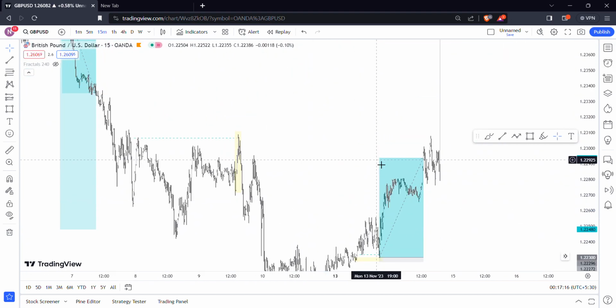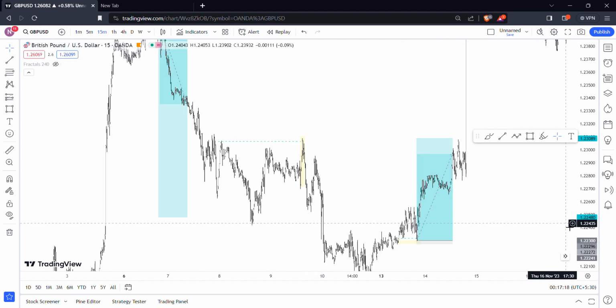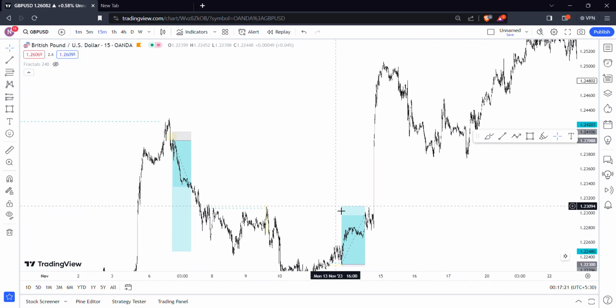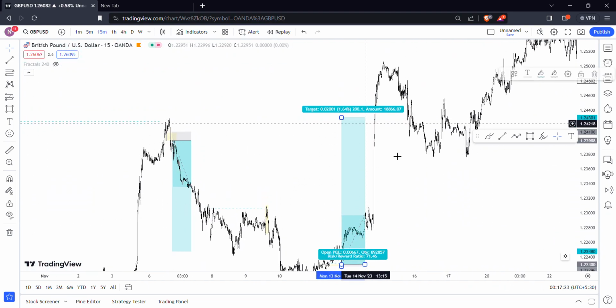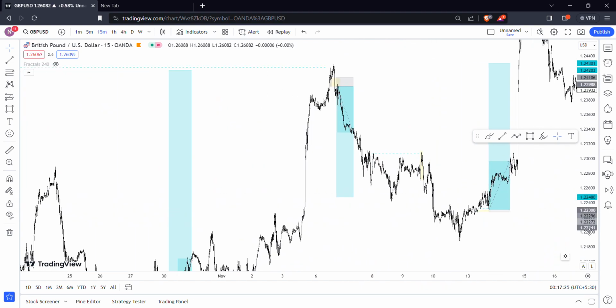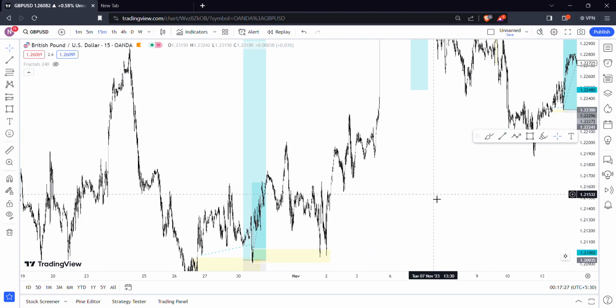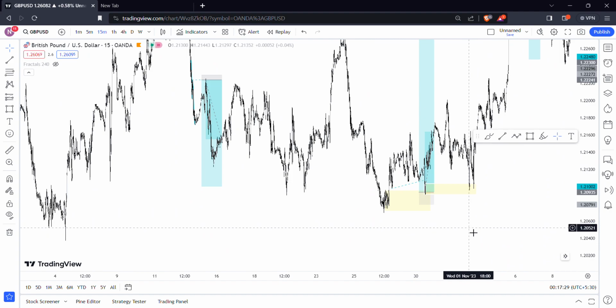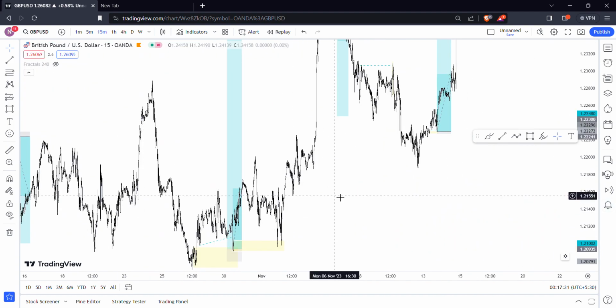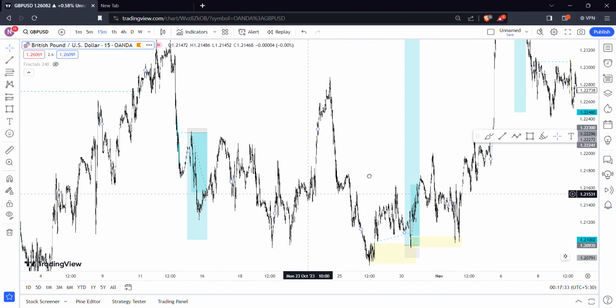And yeah, I took the buys there, and targeted this liquidity. This is my first TP, and my second TP is this liquidity. This is how easily you can trade the markets from one place to another place. You should just wait for the confirmations.